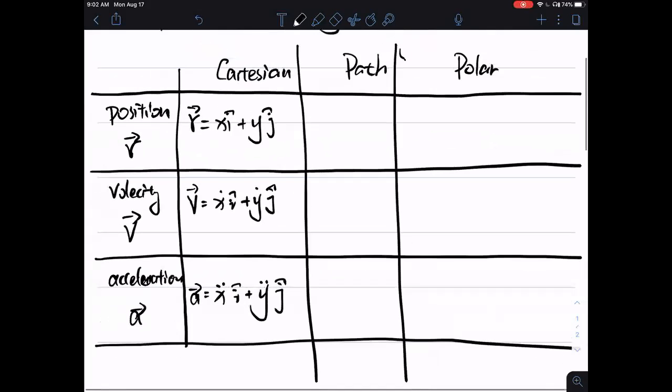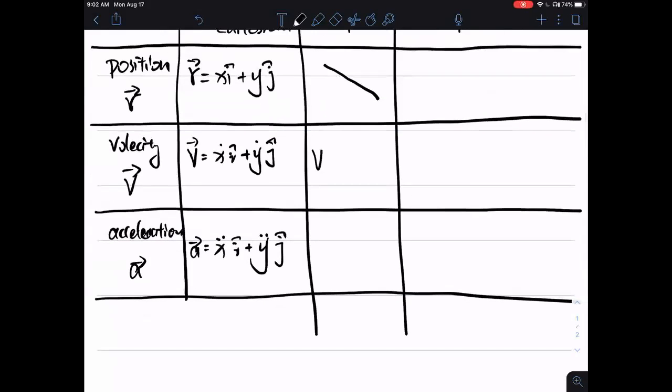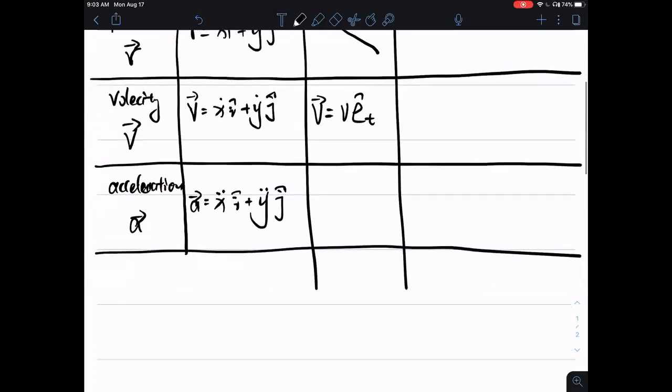For the path coordinate system, things are getting a little bit crazier. Do we have a position vector? What's the position vector for the path coordinate system? No, we don't have one. Let's cross that out. But we do have a velocity equation, which is v times e. e is the unit vector. Should that be et or en? et, yes, et hat. That's the velocity vector under the path coordinate system.